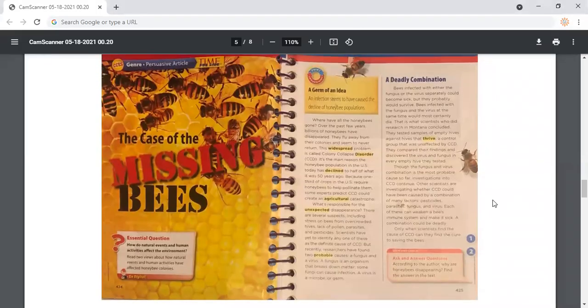Hi, grade 5. So this week we are reading a persuasive article in the literature anthology textbook. You have a quiz on the case of the missing bees on Sunday.